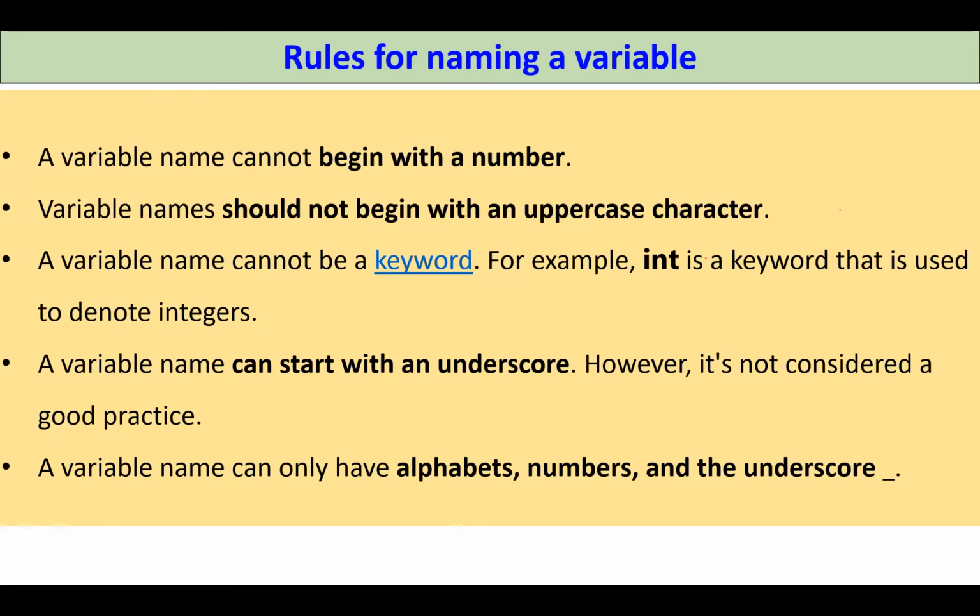Then finally, it says variable names can only have alphabets, numbers, and underscore. That means a variable name should consist of only alphabets, that means characters, numbers, and underscore. That means you can't use special symbols for variable names. I think you get a clear idea regarding the rules for naming variables. Write down these things.